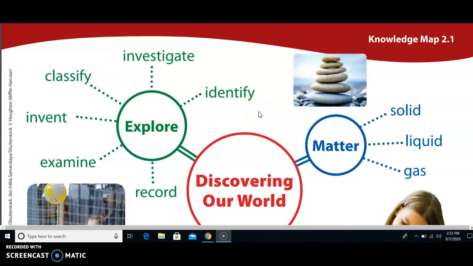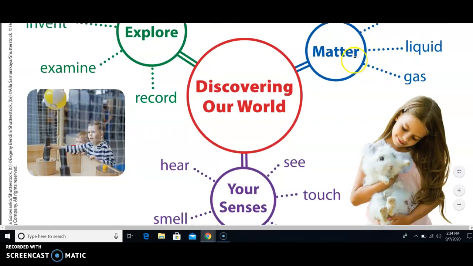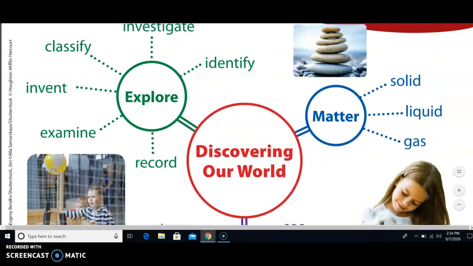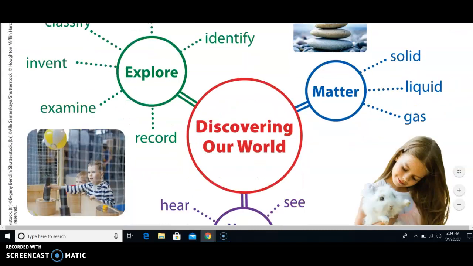Let's use Knowledge Map 2.1 to reflect on our module, Discovering Our World. If we look at our map, we can see under the Explore category we have those power words like identify, investigate, classify, invent, examine, and record. And then if we look at matter, we can see that there are three types of matter. There are solids, there are liquids, and there are gases.